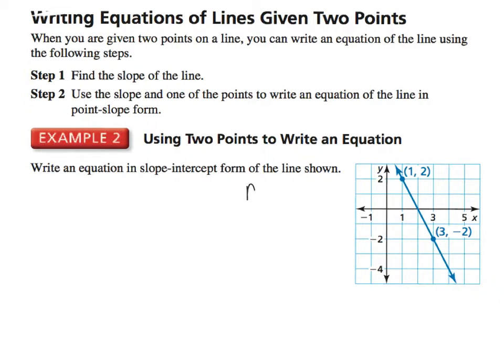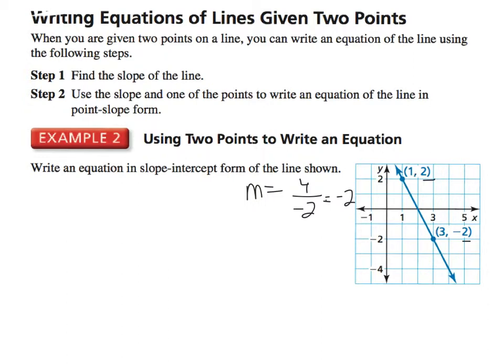I'm going to find the slope. m equals 2 minus negative 2 would give me 4, over 1 minus 3 gives me negative 2. Therefore, my slope is negative 2. It goes downhill. It absolutely is negative 2.